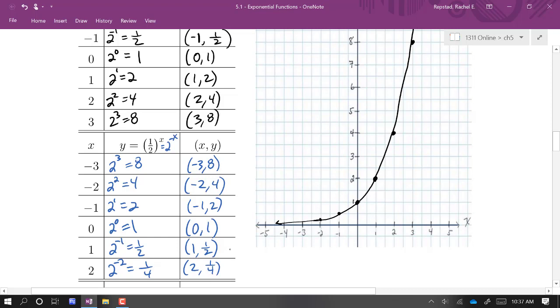plot these points. So I got negative 3, 8, negative 2, 4, negative 1, 2, 0, 1, 1, 1/2, and 2, 1/4. We get a similar shape, it's just kind of backwards, it's flipped around.